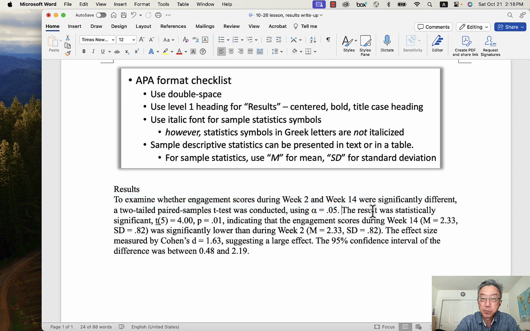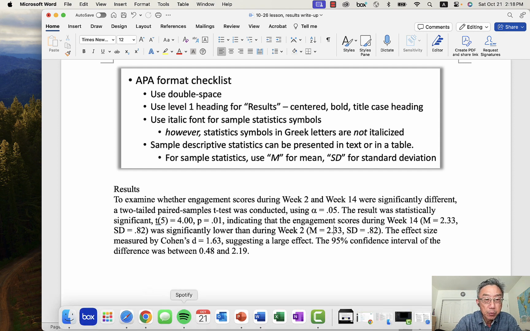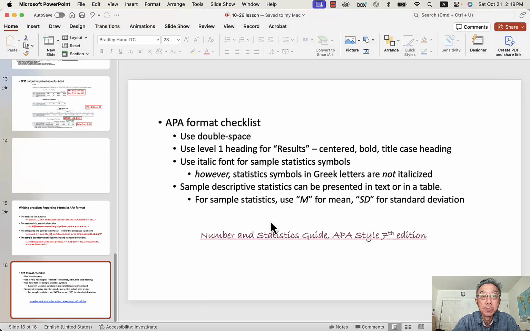Next, the result. The result was statistically significant. t with 5 degrees of freedom equals 4.00, p equals 0.01. Explanation. What does that mean? Indicating that the engagement scores during week 14, M equals 2.33, standard deviation, was significantly lower than during week 2, M equals 2. During week 2, I think it's not 2.33. Let's double check.